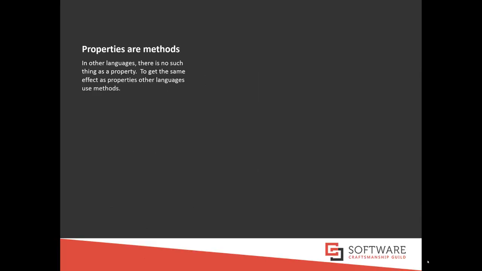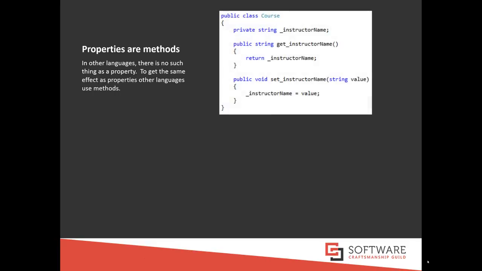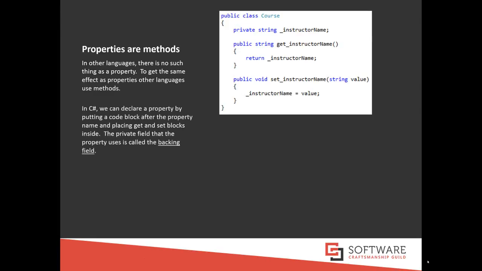In other languages, most notably Java, there's no such thing as a property. If you want to protect your data just like a property does in Java, you have to write your own get and set methods. This is sort of what a Java class would look like. It would have a private string underscore instructor name. I'm modeling a classroom, a course. That underscore instructor name is called the backing field. That's where the data actually lives.